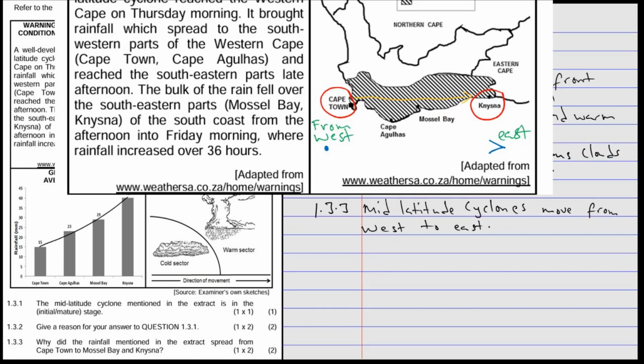1.3.3. Why did the rainfall mentioned in the extract spread from Cape Town to Mossel Bay and Knysna? Mid-latitude cyclones travel from west to east. So when the cyclone moves inland, it will start approaching Cape Town, then move to Mossel Bay and Knysna. The order of the movement is from west to east.